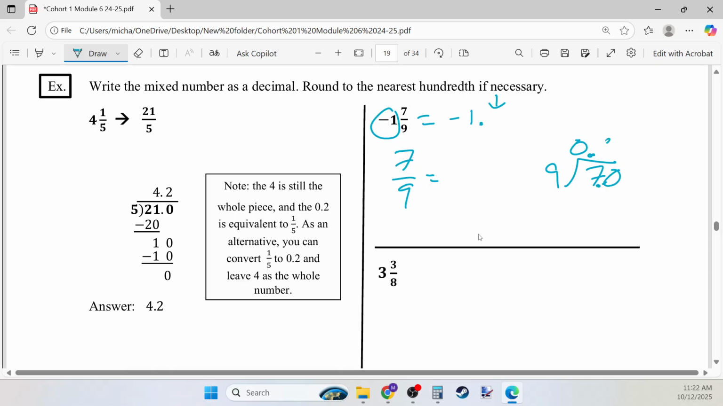9 goes into 70 seven times. 7 times 9 is 63. We have a 7 as a remainder. Bring down a 0. 9 goes into 70, well, same as before. We have a repeating 7. Write the mixed number as a decimal, round if necessary. Well, we'll just write it exactly: negative 1.7 repeating.